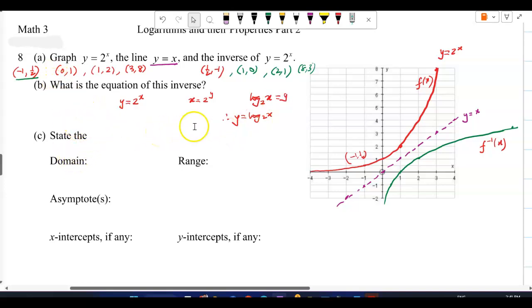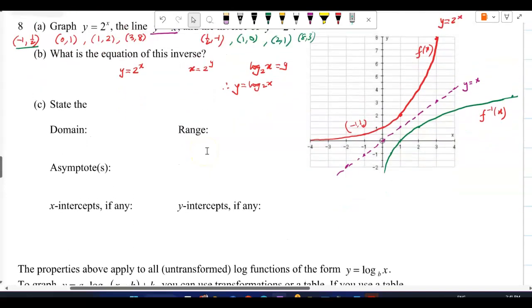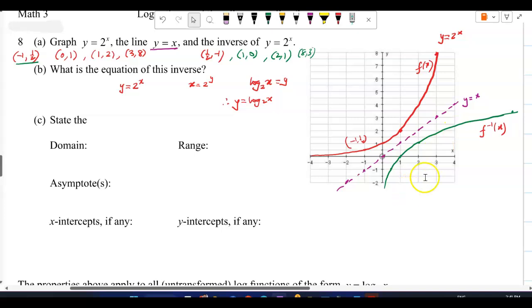State the domain and range of the inverse. Come on, look at the green graph. What's the domain? It would be all real numbers, right? But domain are the x values. What is the minimum x value? Your log function doesn't go on the left hand side. But usually all exponential functions have domain all real numbers, right? That's for the domain, correct.